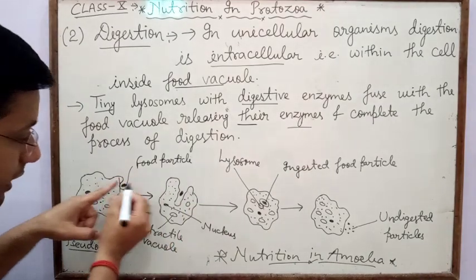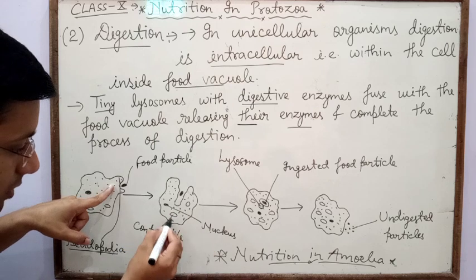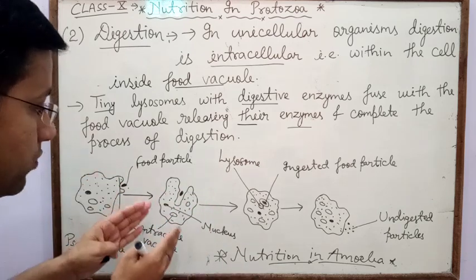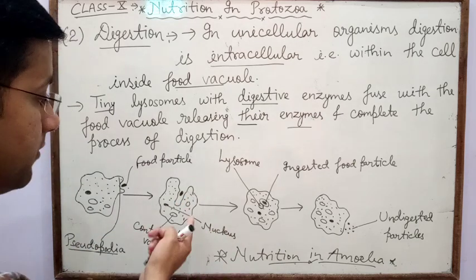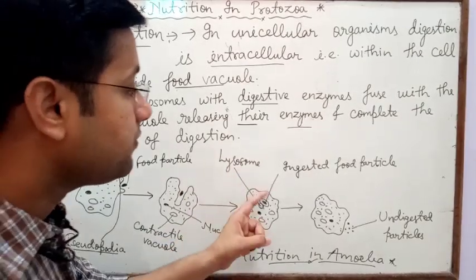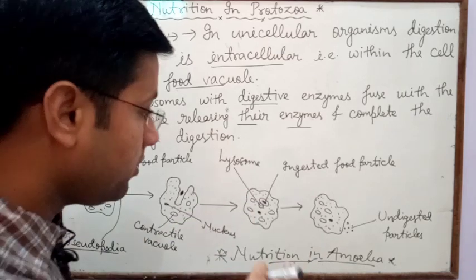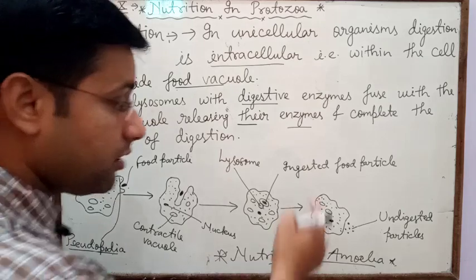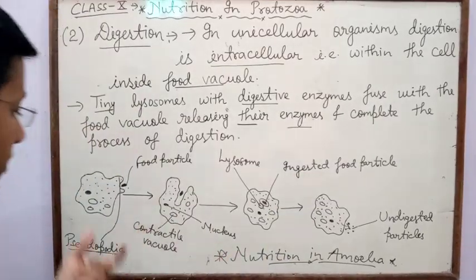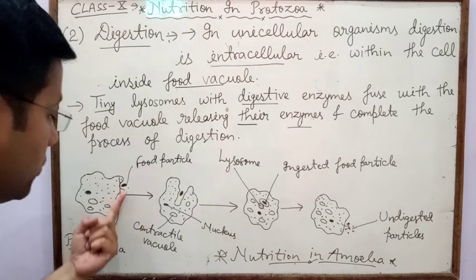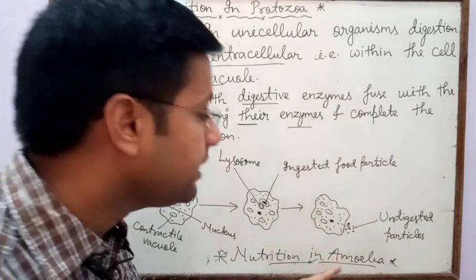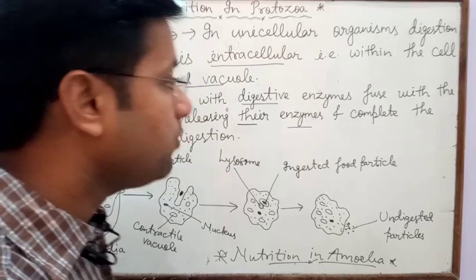In amoeba, the finger-like projection is called pseudopodia. One nucleus is present, and a contractile vacuole is present. When food particles are present outside, they are captured by pseudopodia, enter the amoeboid body, and reach the food vacuole. The lysosome fuses with the food vacuole, and the food material is digested. Some undigested particles are released outside through the membrane. So this is the whole process of nutrition in amoeba.